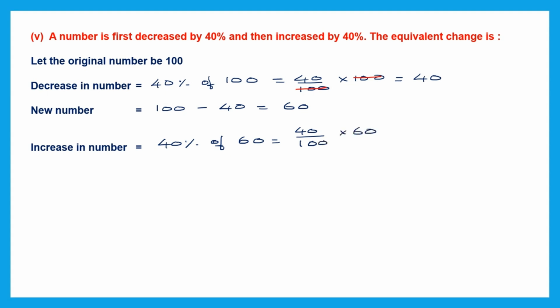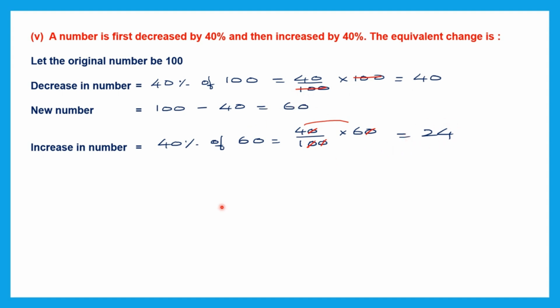So again here let's simplify this. So 10 here and then 10 here. So we just have 4 into 6. 4 6s are 24. So now let's go through this again. So we have the original number that has decreased by 40% and now it's become 60. From there it has increased and now it's become 24.